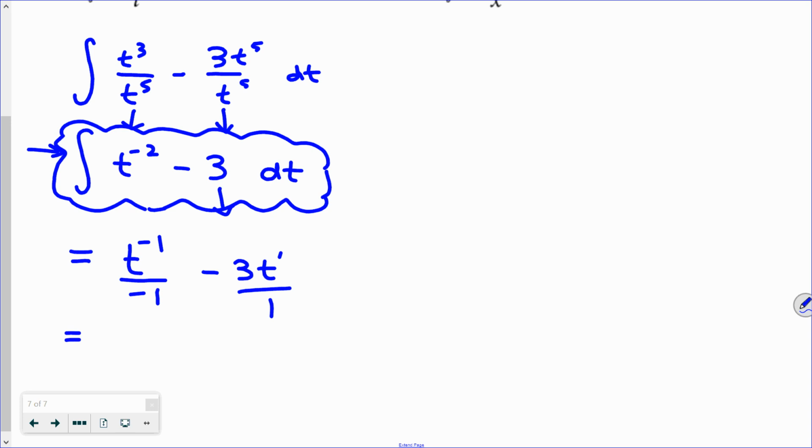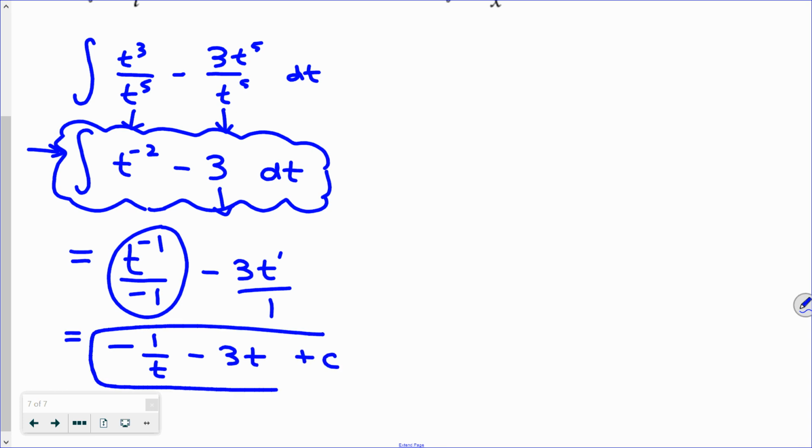Once I clean this up a little bit, you'll see this whole thing, it's just a negative 1 over t, because I don't like t to the negative 1 being in my final answer. Got to drop that to the bottom. And then this, of course, is just minus 3t. Got to put a plus c at the end, which I failed to do before that step. And that's the antiderivative there.